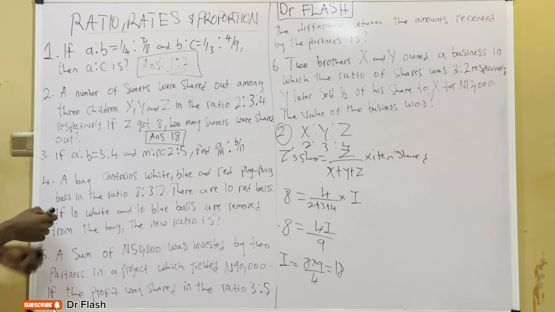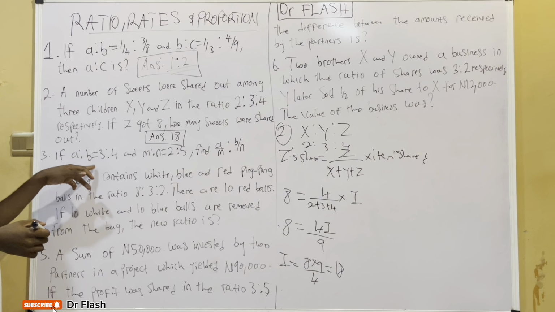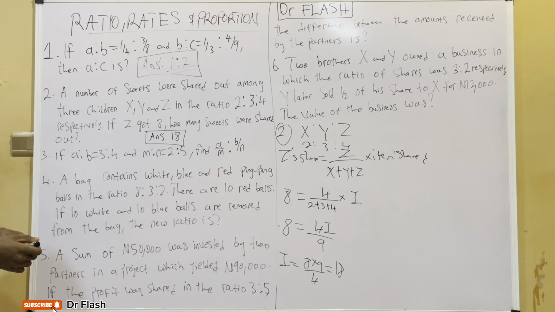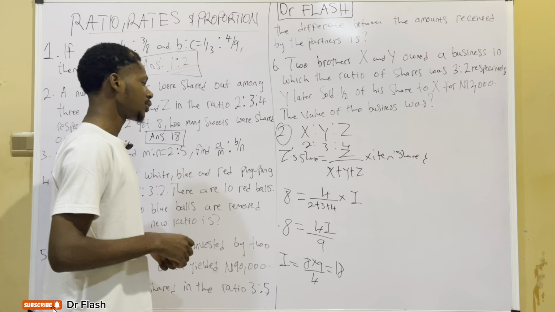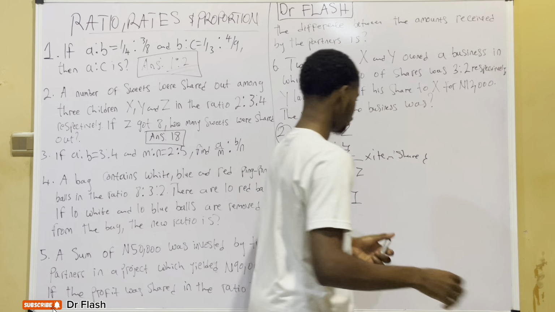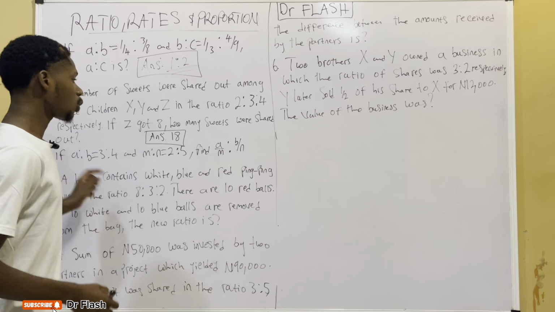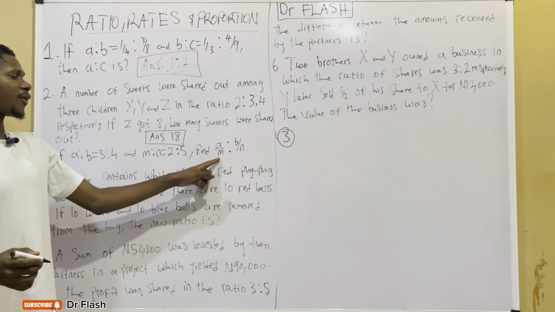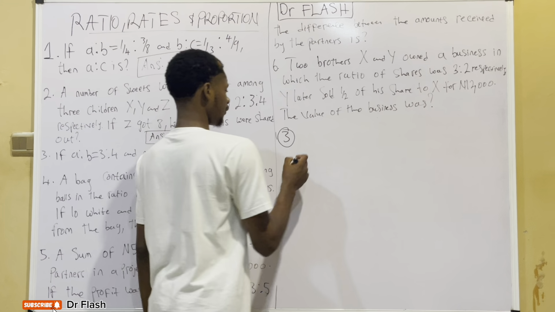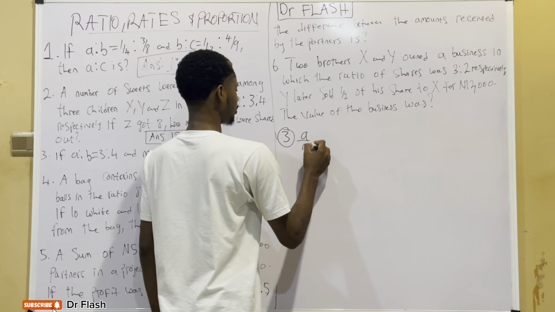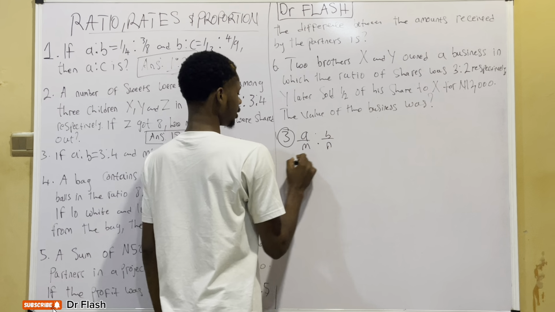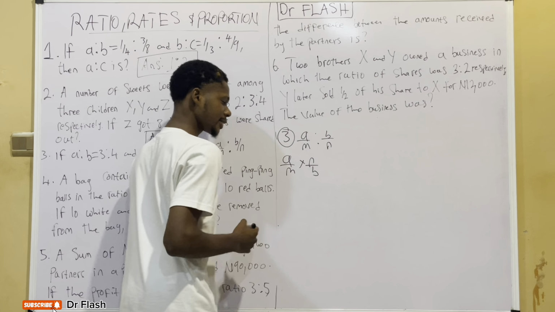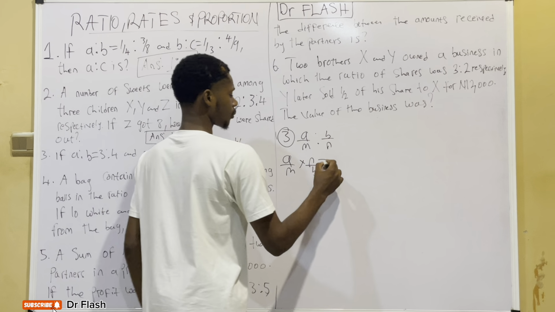Very, very easy. Now, question 3 says, if A ratio B is 3 ratio 4 and M ratio N is 2 ratio 5, find the value of A over M ratio B over N. Okay, question 3, you want us to find A over M ratio B over N. Let's first of all simplify. A over M ratio B over N is the same as A over M times N over B, right? So this is what we're looking for.